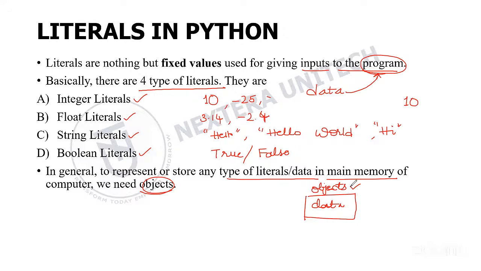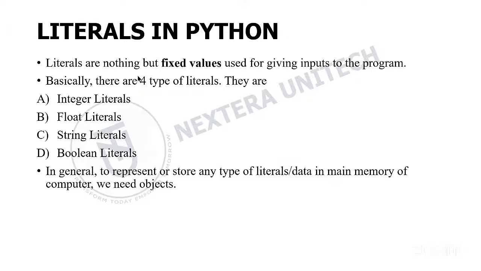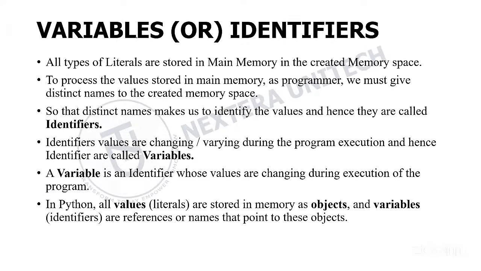So inside of these objects, you will store your data, the values like integer values or string values or boolean values. The objects are like the containers which contain your data. So to access these objects, we would need something like variables or identifiers. To process the values stored in main memory, we must give distinct names to the created memory space, right? These distinct names make us identify the values, hence they are called identifiers. As these identifiers are values which change and vary during the program execution, they are called variables also.